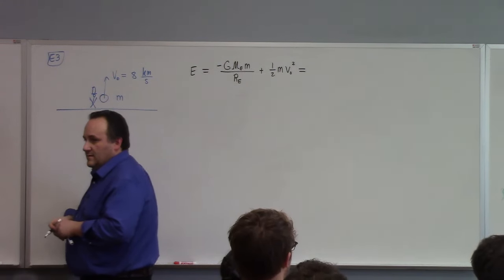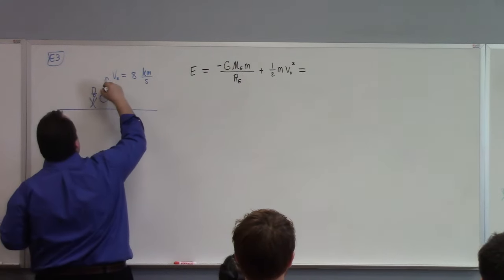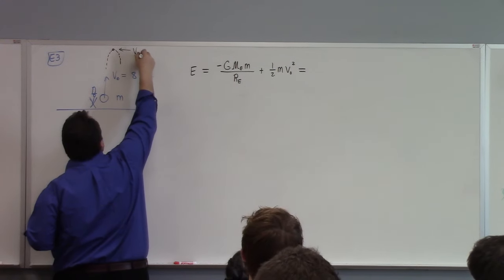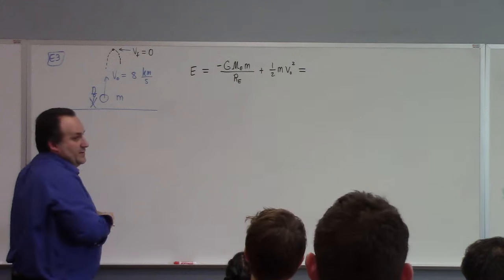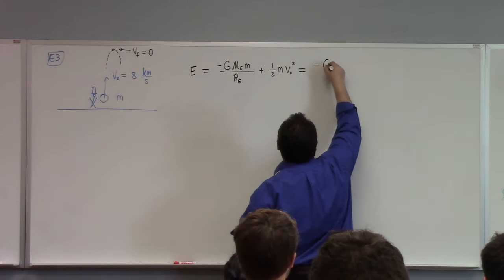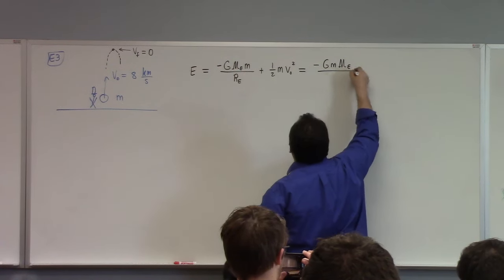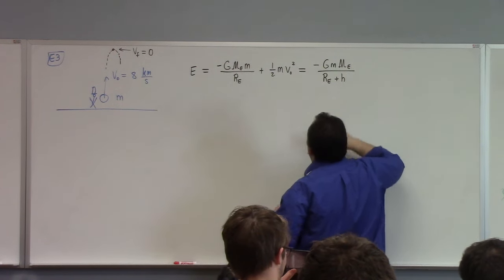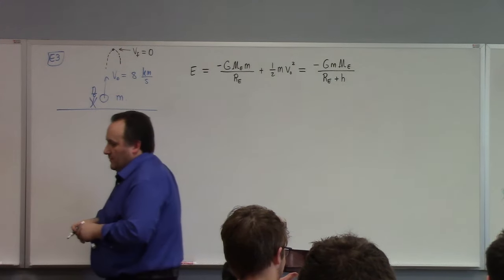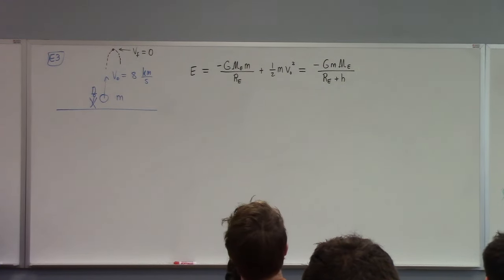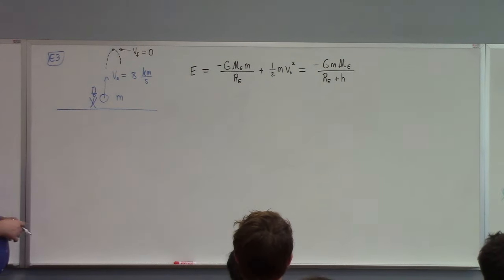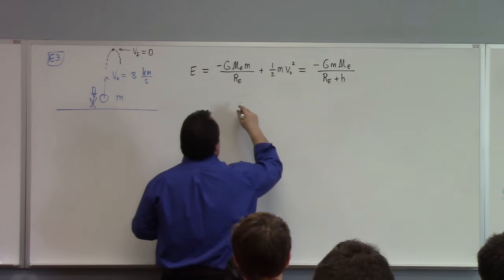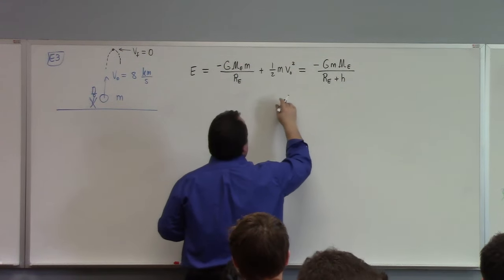And how high does it get? At the top of the flight, before it comes back down, what happens up here? Vf equals what? Zero. So at the top of the flight, we have minus G M_E m divided by the radius of the Earth plus h. That's the h max. And there is no kinetic energy. We have to solve that equation to figure out the max height. Now the mass doesn't matter. See that? The mass is canceling.